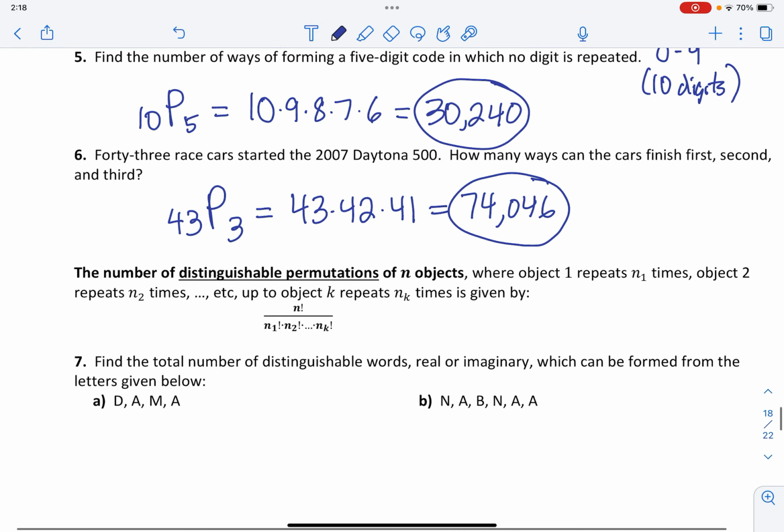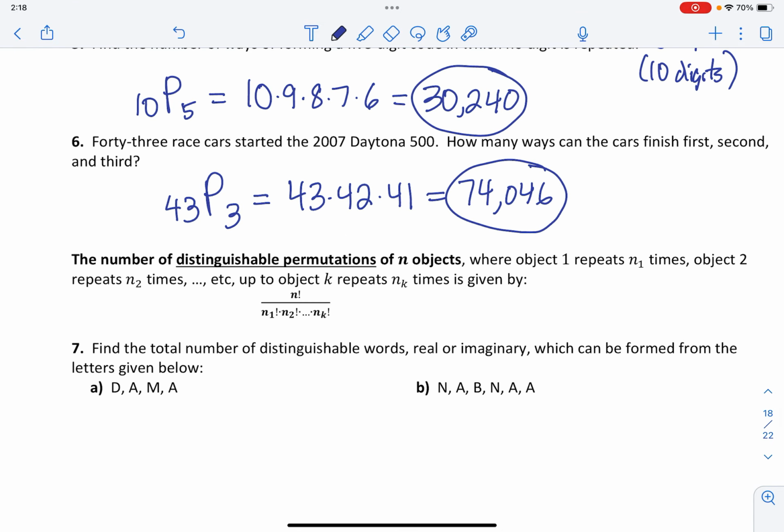The next one is a little bit different. What about distinguishable permutations? Okay, this is what we're going to use if some of your objects are identical, like say letters, right? But you have 4 objects, but maybe 2 of them are A, something like that. Then we really do have to stick to this formula. So let's see how this formula works with these problems. So find the total number of distinguishable permutations or words, in this case, real or imaginary, so it doesn't have to be a real word, which can be formed by the letters given below.